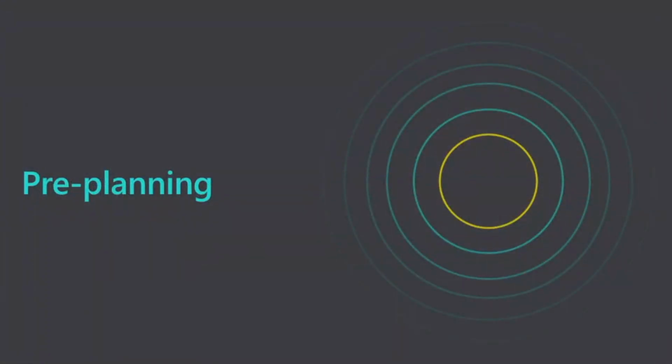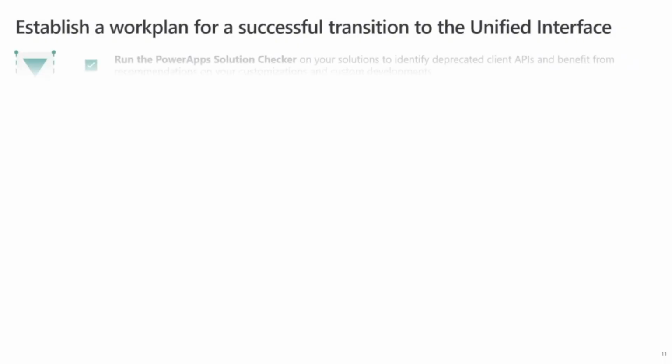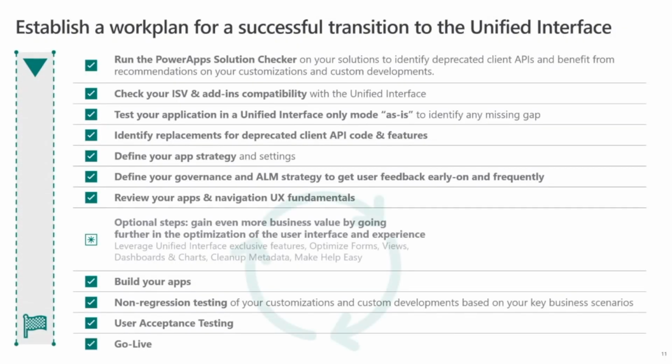Now, regarding all of the pre-planning activities, this is the opportunity to establish a work plan for a successful transition to the unified interface. There are a number of steps here to get you started. One of our recommendations is that you start with the Power Apps Solution Checker. This will help you check your solutions, customizations, and code to identify any deprecated client APIs. It's also an opportunity to benefit from recommendations from the tool on your customizations and custom developments. We recommend that you check your ISV and add-ins compatibility.